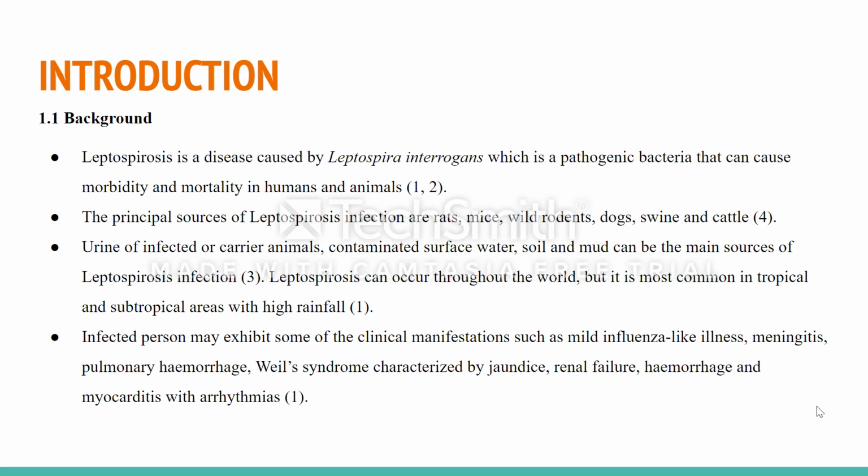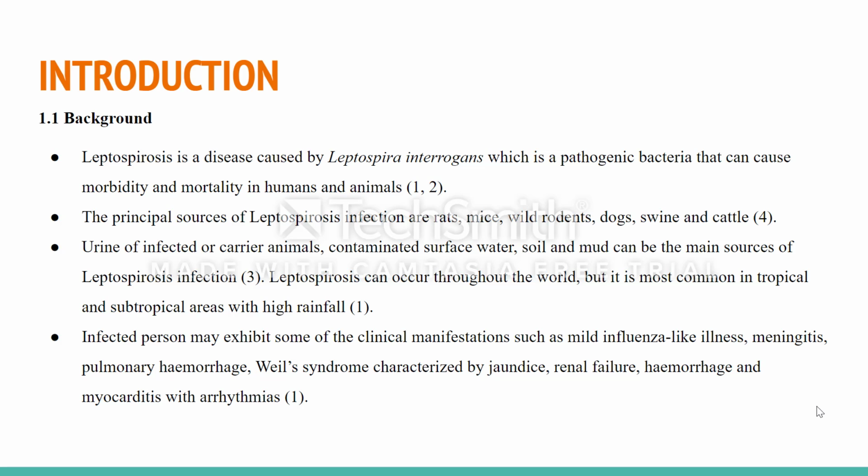Leptospirosis is a disease caused by Leptospira interrogans. It is transmitted via rats, mice, wild rodents, dogs, swine and cattle. And it can be transmitted via urine of infected or carrier animals, contaminated surface water, soil and mud. Basically, it can occur throughout the world. However, it is most common in tropical and subtropical areas with high rainfall.